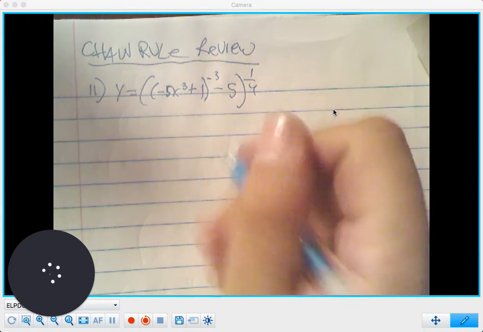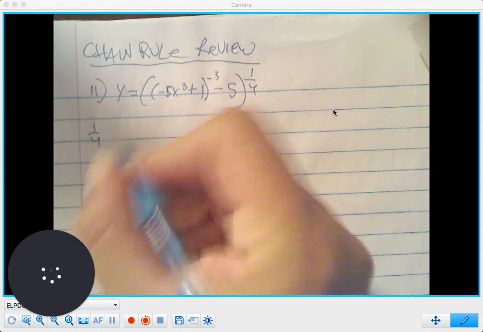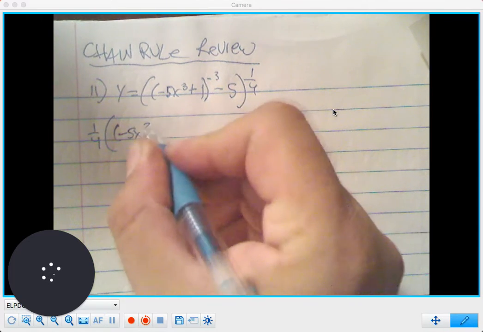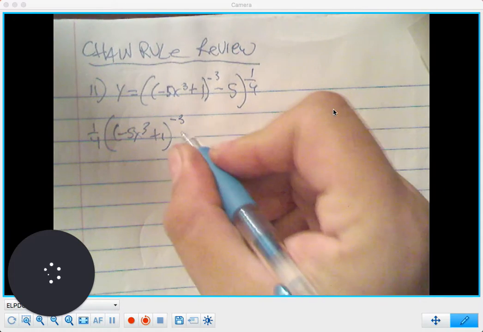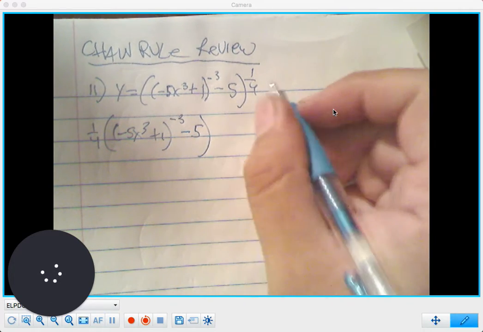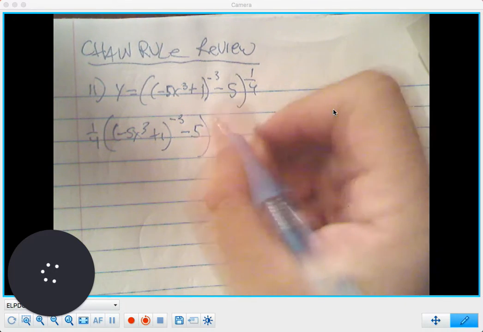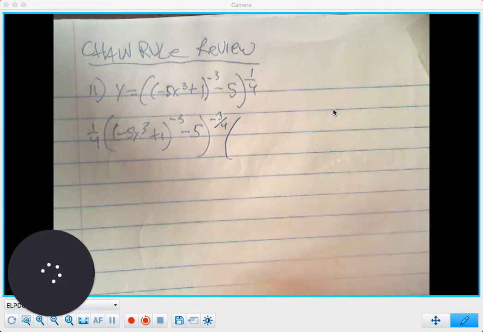Okay, so the first thing we do is bring down the 1/4. So 1 over 4, and then copy the whole thing. Negative 5x cubed plus 1 to the minus 3. And then I have a minus 5. And then subtract 1. So when you subtract 1, you get negative 3 over 4 times the derivative of the inside.